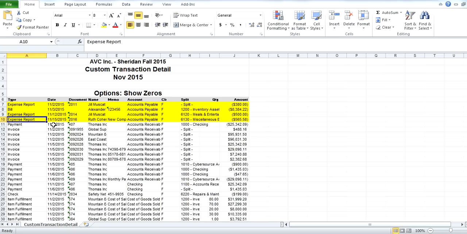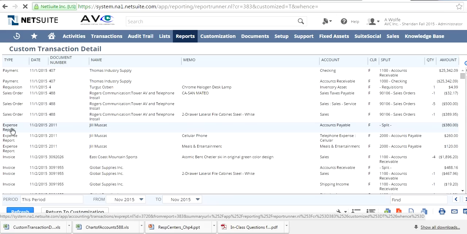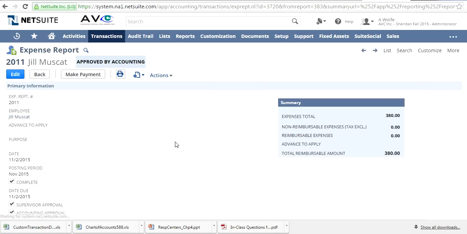Okay, so then I would go back and look within the NetSuite. I would try to look up this Jill Muscat. I would open this, right? Again, the wonderful thing about NetSuite is that as soon as you see a line, you highlight it and you click it, and it opens up to that particular transaction. Okay.